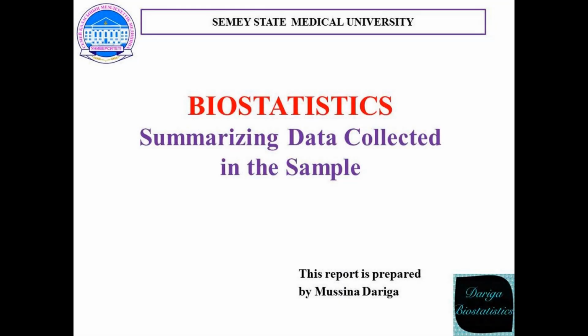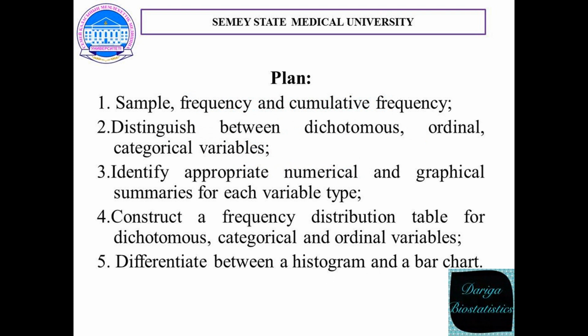Okay, today I plan to tell about the meaning of sample frequency and cumulative frequency, and how to distinguish between dichotomous and ordinal categorical variables, how to identify appropriate numerical and graphical summaries for each variable type, how to construct a frequency distribution table for dichotomous categorical and ordinal variables, and how to differentiate between a histogram and a bar chart.